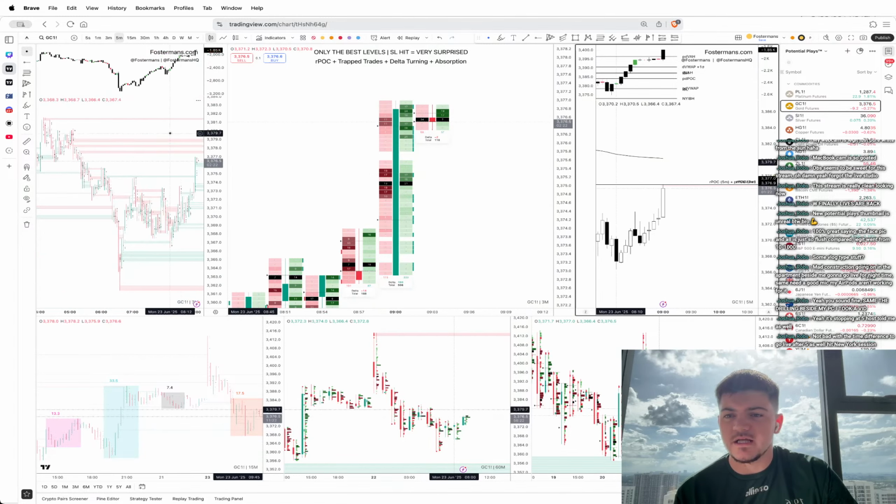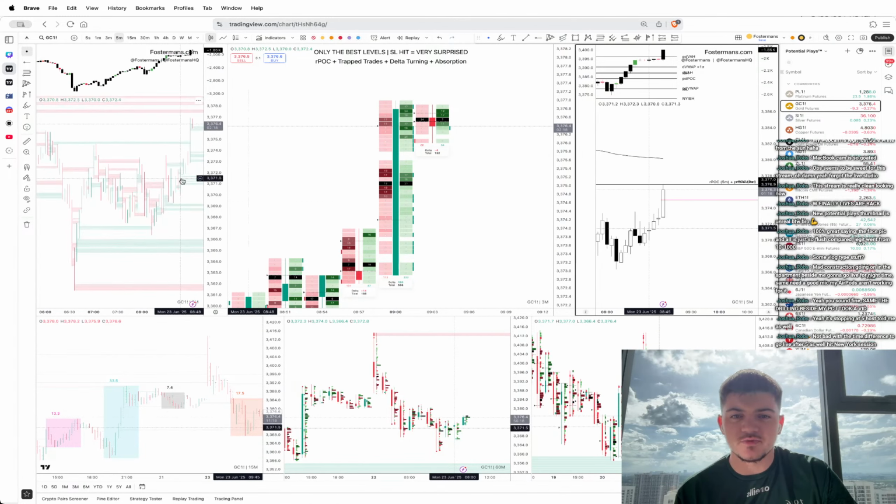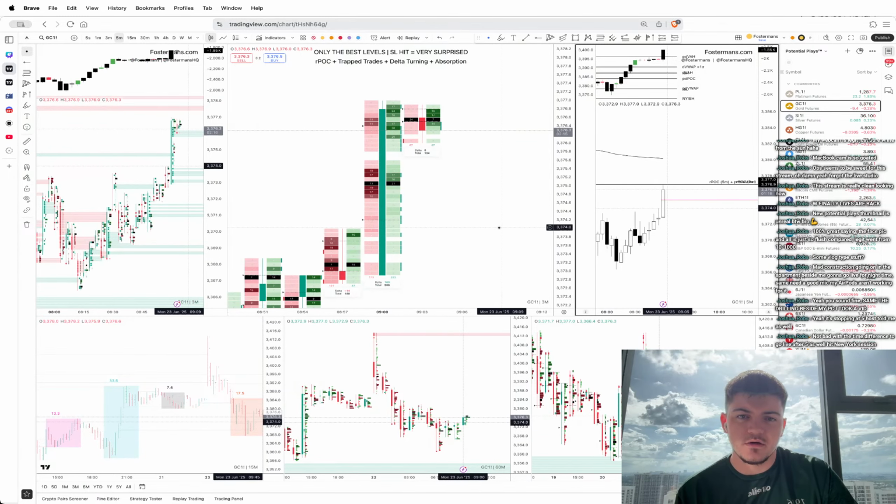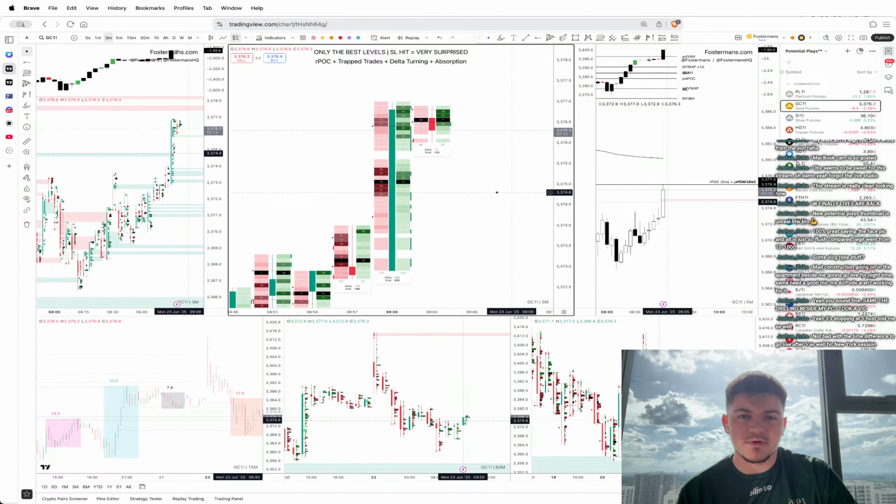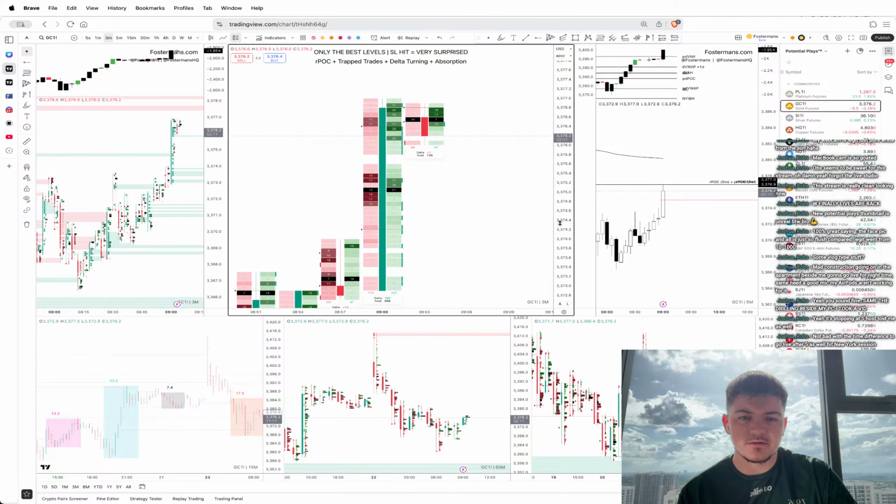We have a couple sell imbalances, right? Just not far up, and then we've got that VWAP not far up as well. Okay, some buying imbalances and not really going anywhere.